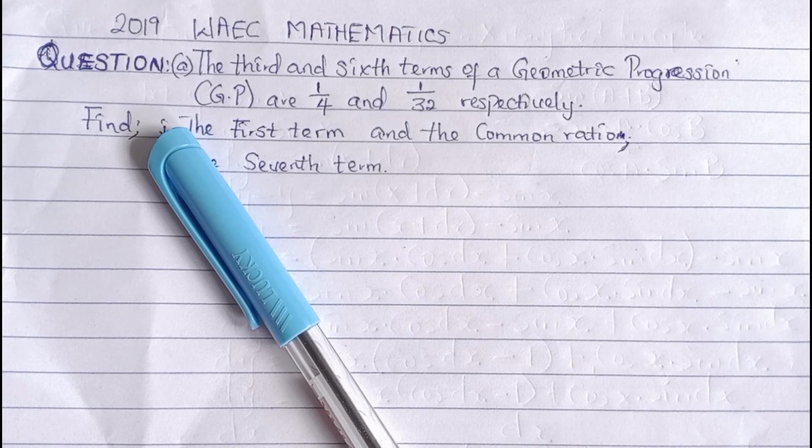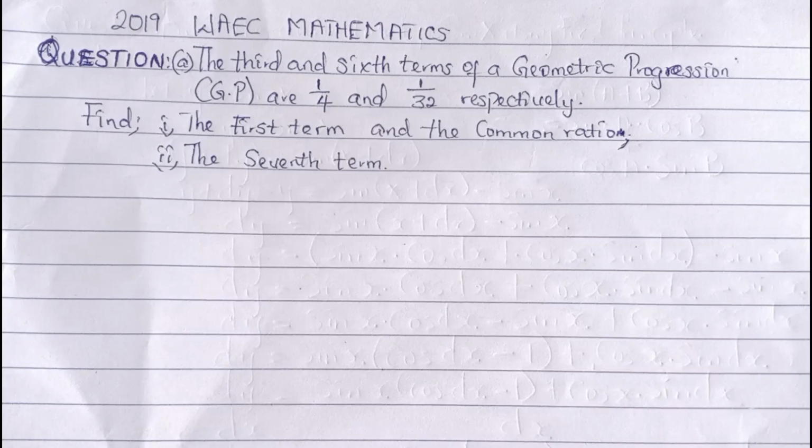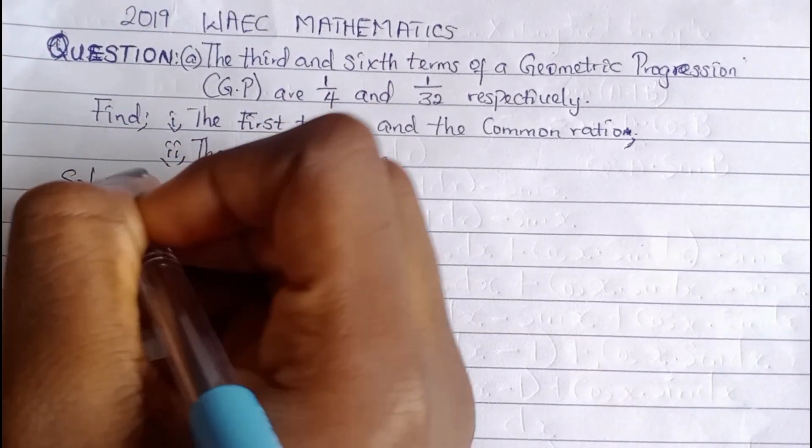Today I will be solving a 2019 WAEC maths question which says the third and sixth terms of a geometric progression, GP, are 1/4 and 1/32 respectively. Find the first term and the common ratio. The second question is to find the seventh term. So are we in this together? Yes. Let's start solving. Okay, solution.